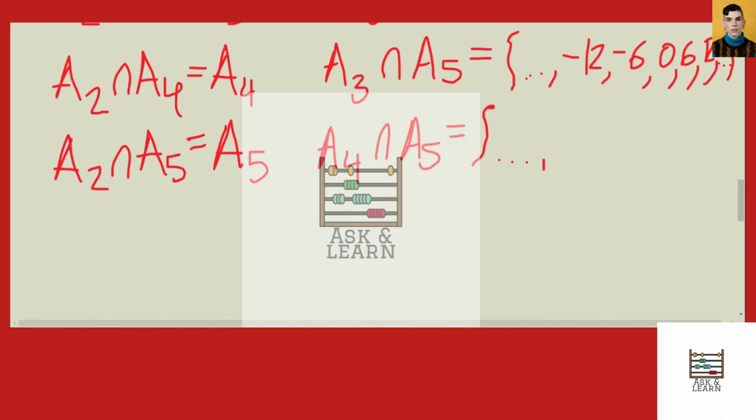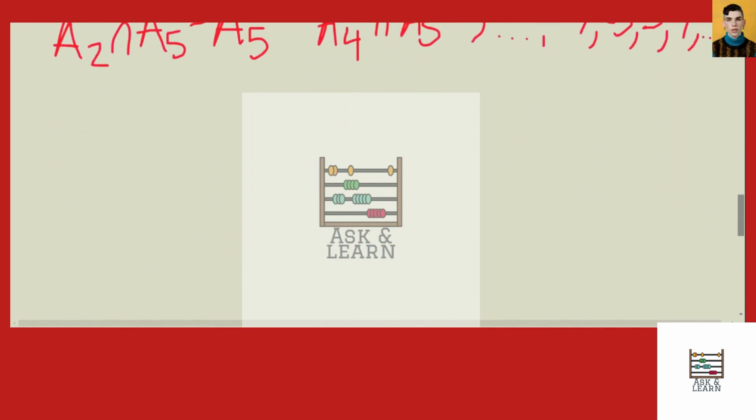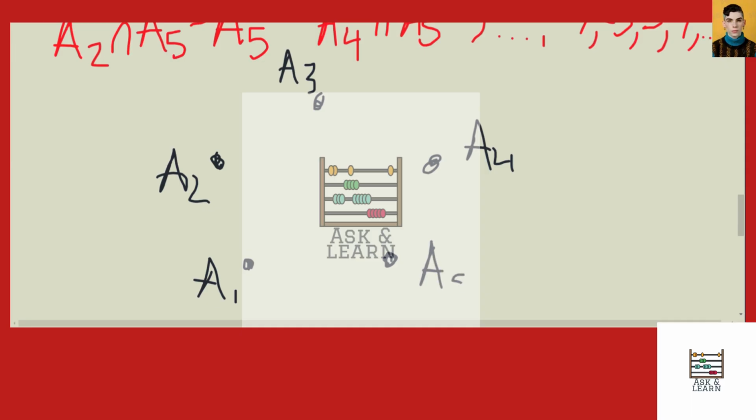So we have integers plus 3 mod 6, a negative 9, negative 3, 3, 9, and so on. So it's non-empty. And so we have that the only empty intersection is A3 and A4. And so if we draw the intersection graph as a pentagon, so we have A1 here, A2 here, A3 here, A4 here, and A5 here.